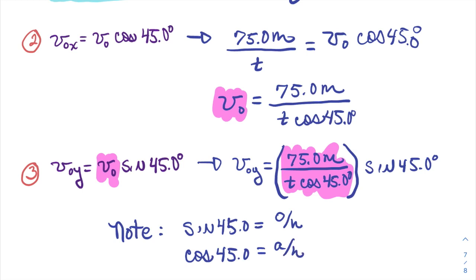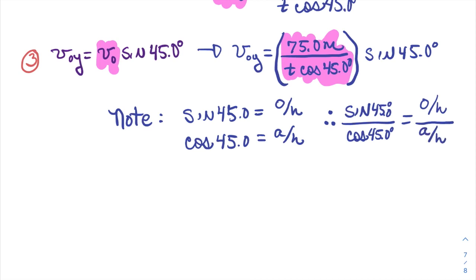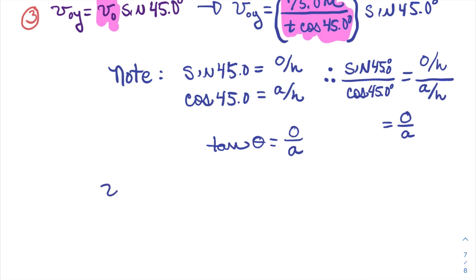Sine of an angle is opposite over hypotenuse, and cosine of an angle is adjacent over hypotenuse. So if I set those up as a fraction, I can see that sine of 45 over cosine of 45 is opposite over adjacent, and hey, that's also tangent. Tangent is opposite over adjacent. So I'm going to go back to my last equation that I was on and change the sine of 45 over cosine of 45 into tangent of 45.